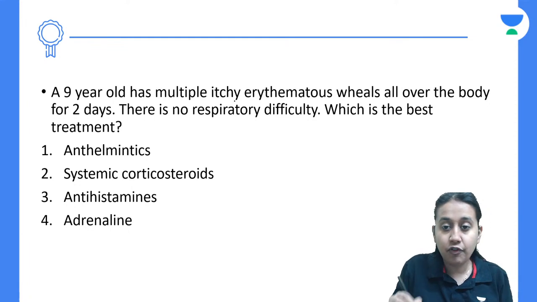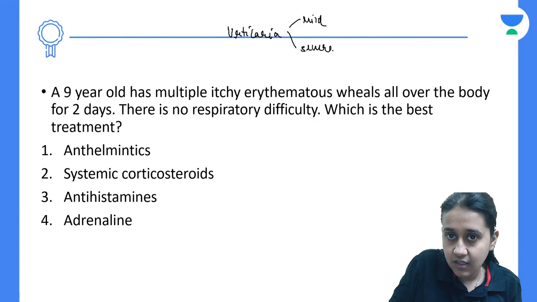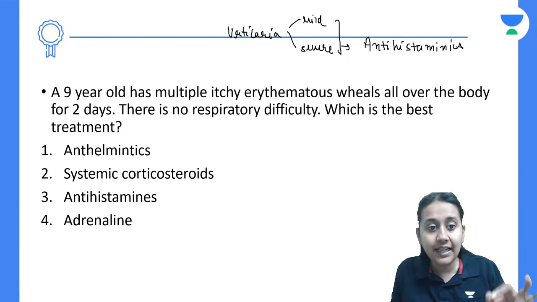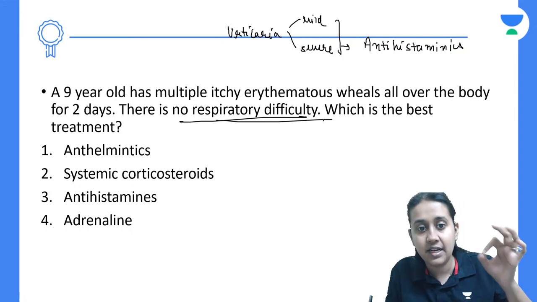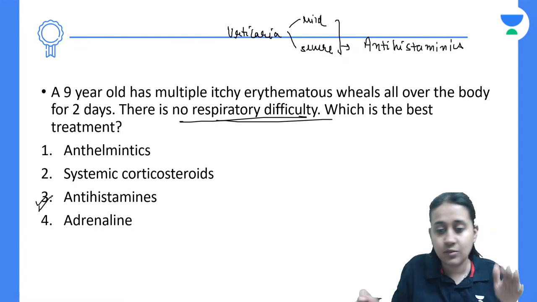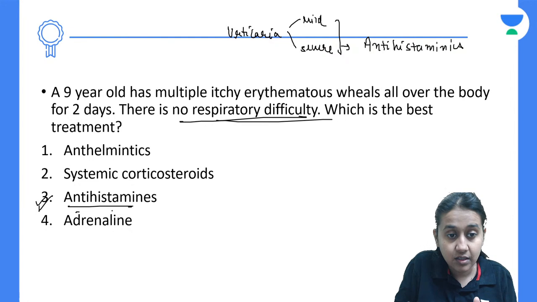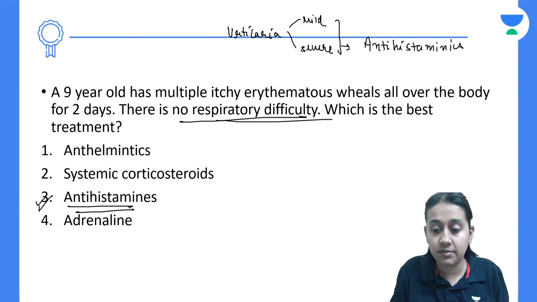Now please remember, for urticaria, whether it is mild, moderate or severe, the treatment of choice is always antihistaminics. The indication of giving systemic corticosteroids in a patient of urticaria is presence of respiratory difficulty. If they are mentioning that there is no respiratory difficulty, please remember the answer will be antihistaminic always. You will only give antihistaminics in these individuals because even severe urticaria can be treated by antihistaminics.